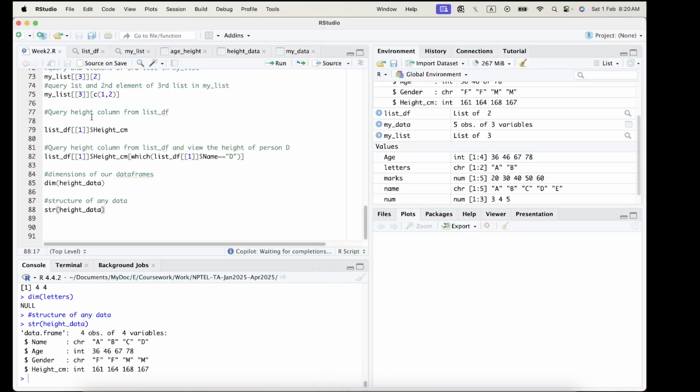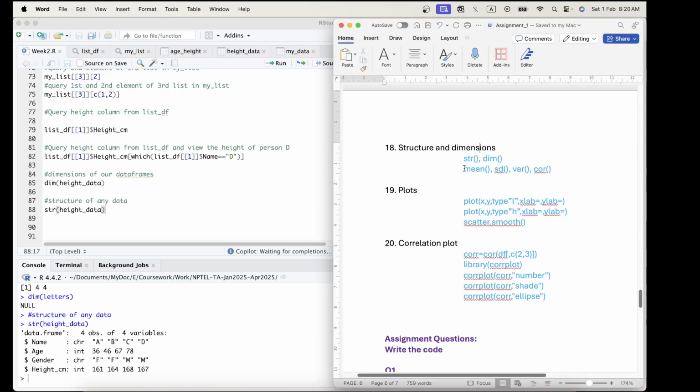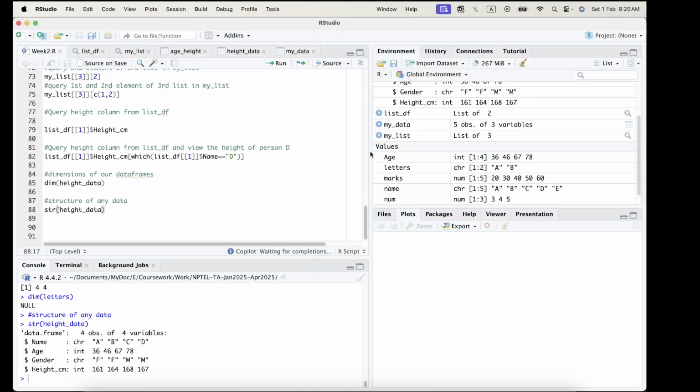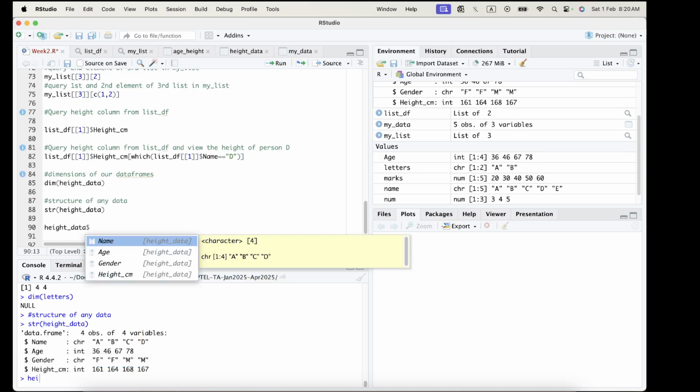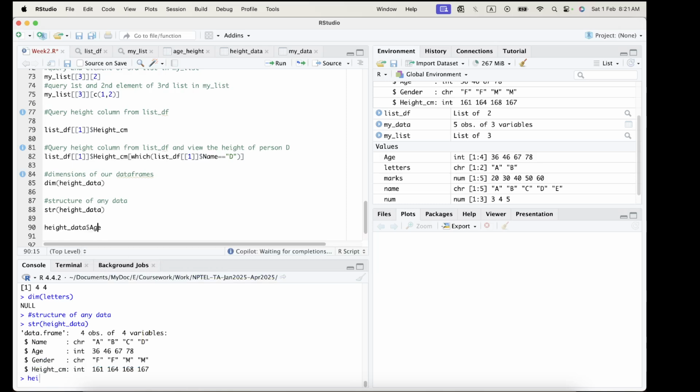So now that we have this, we can easily use these inbuilt functions to look at the mean, standard deviation, and variance. If I want the mean age, then I'm going to write height data dollar age, and take the mean of that.